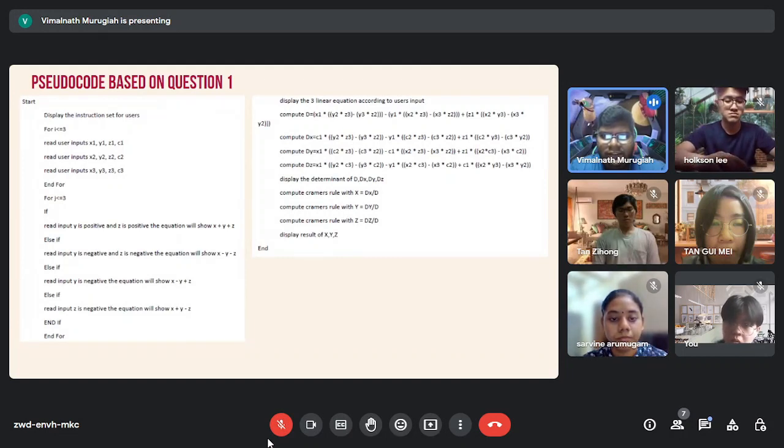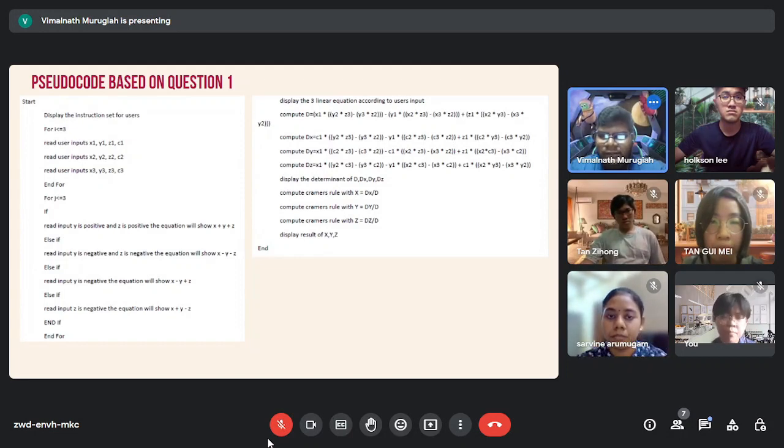So for determinant, it is x1 times in bracket y2 times z3 minus y3 times z2 close the brackets, minus y1 times in bracket x2 times z3 close bracket minus x3 times z2 close bracket, plus z1 times in bracket x2 times y3 minus x3 times y2 in bracket.